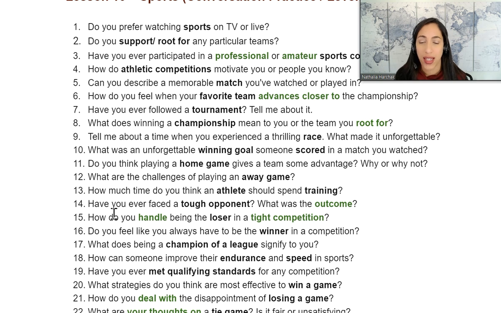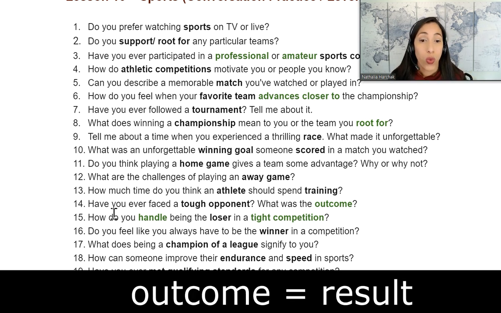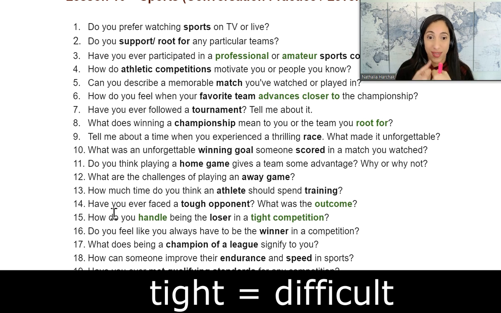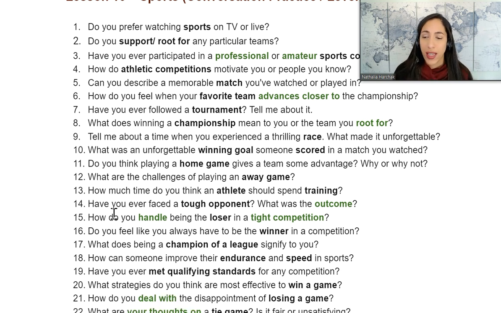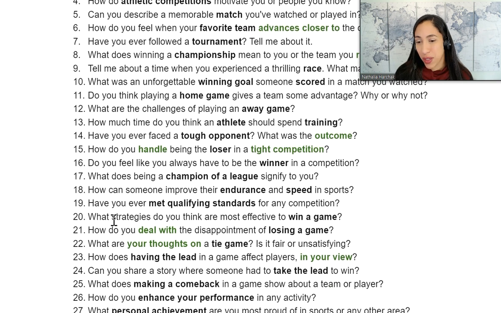How much time do you think an athlete should spend training? Have you ever faced a tough opponent? Tough means difficult. What was the outcome? What was the result? How do you handle being the loser in a tight competition? Okay, so how do you deal with losing? Do you feel sad? Are you okay with it? Tight competition, difficult competition. Do you feel like you always have to be the winner in a competition? Are you competitive? What does being a champion of a league signify to you? Does it matter to you?